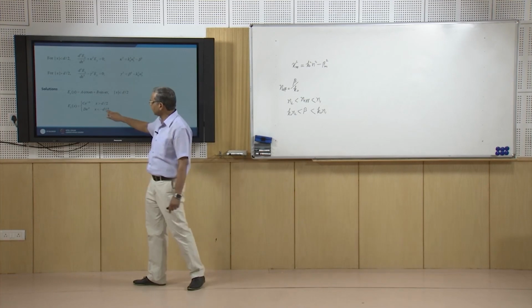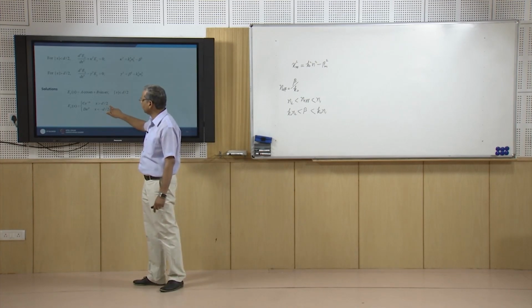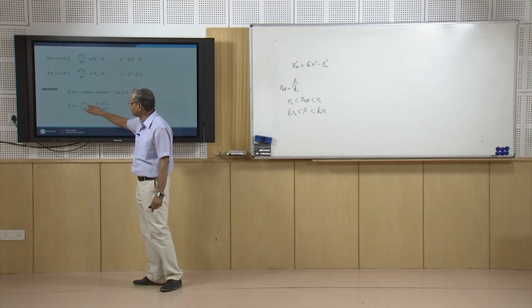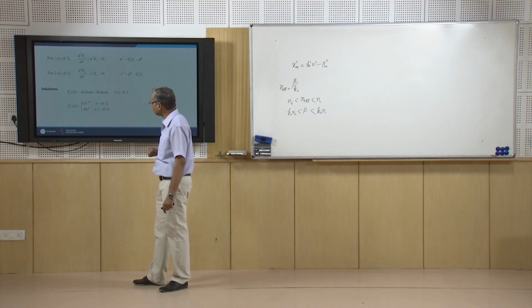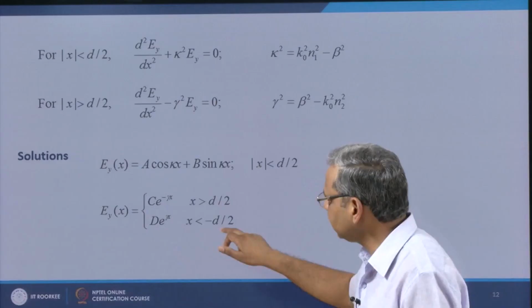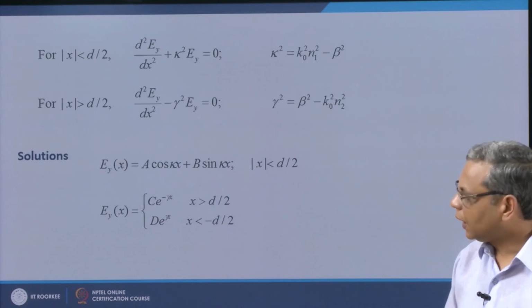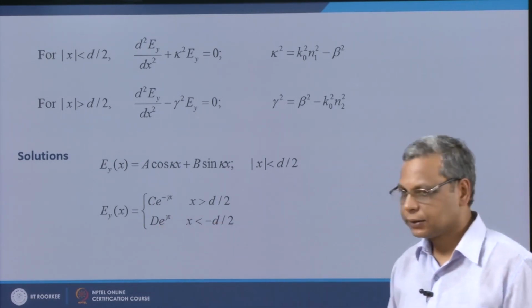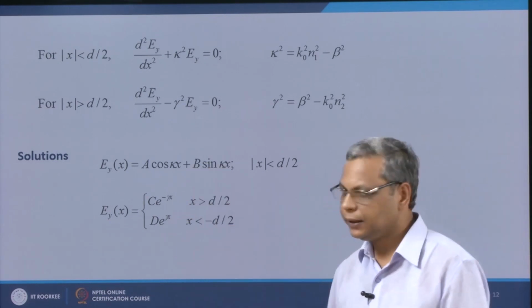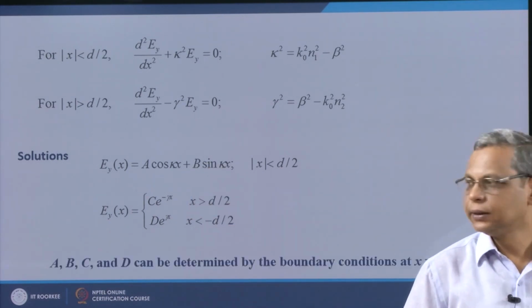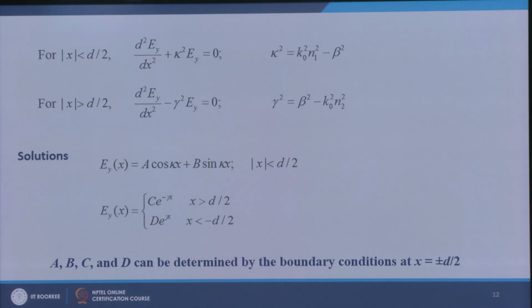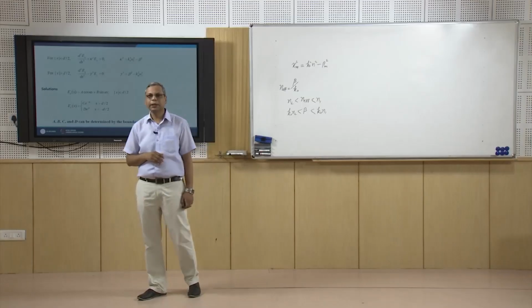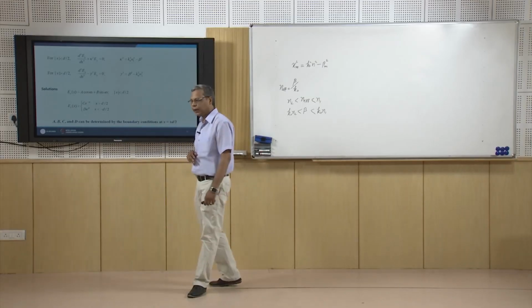That is why for x greater than d by 2 I have chosen the form of solution c e to the power minus gamma x, and for x less than minus d by 2 I have chosen the form d e to the power gamma x. These a, b, c, d are some constants which can be determined by the boundary conditions. What are the boundaries? Boundaries are x equal to plus d by 2 and x equal to minus d by 2.